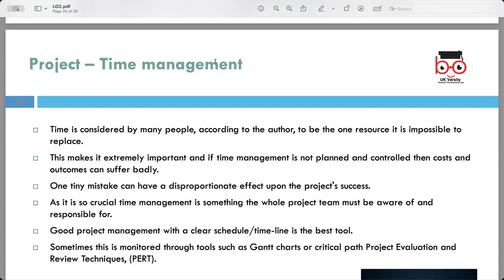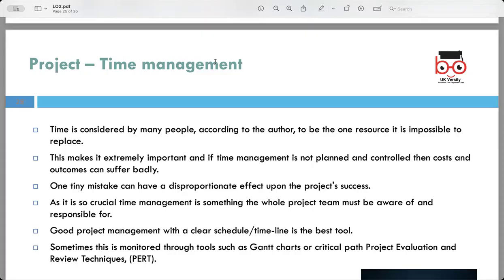Time management. Many consider time to be the most valuable resource in any project, unlike money or materials. You can't get back time once it is lost. That's why it is essential to manage your time carefully. If you miss a deadline or delay any small task, it could affect the entire project and its outcomes. Poor time management can lead to increased costs, rushed work, or incomplete results.